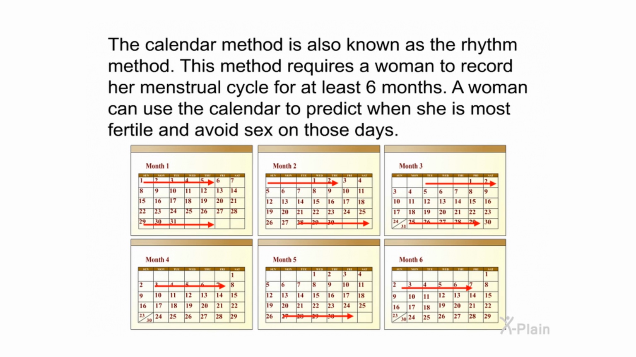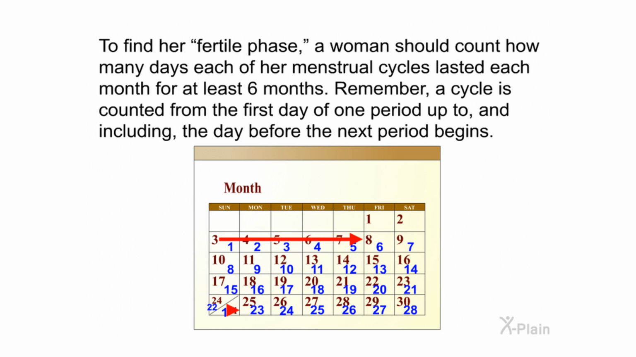Calendar method. The calendar method is also known as the rhythm method. This method requires a woman to record her menstrual cycle for at least 6 months. A woman can use the calendar to predict when she is most fertile and avoid sex on those days. To find her fertile phase, a woman should count how many days each of her menstrual cycles lasted each month for at least 6 months.